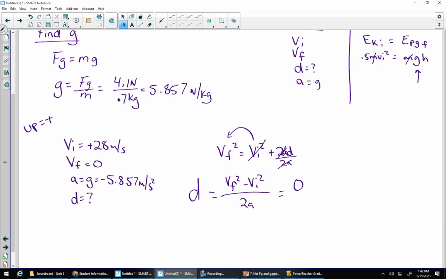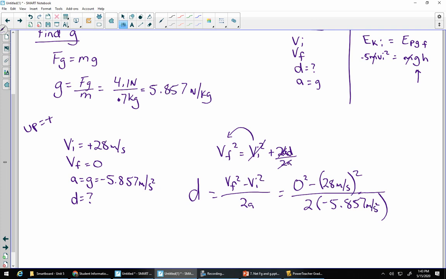So that's going to be 0 minus 28 (meters per second) squared, and then divided by 2, and also divided by negative 5.857 meters per second squared. Notice squared is in the brackets; in this case, it's part of the unit. And yeah, we go ahead and plug in some numbers.